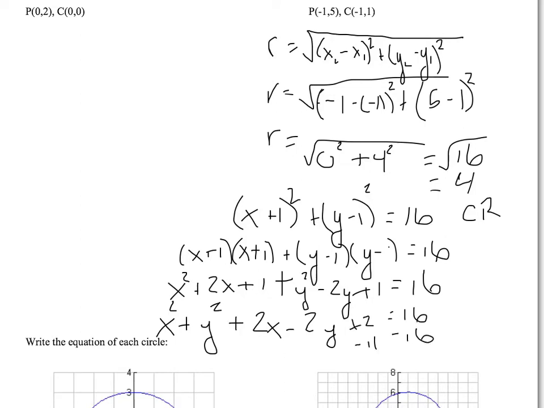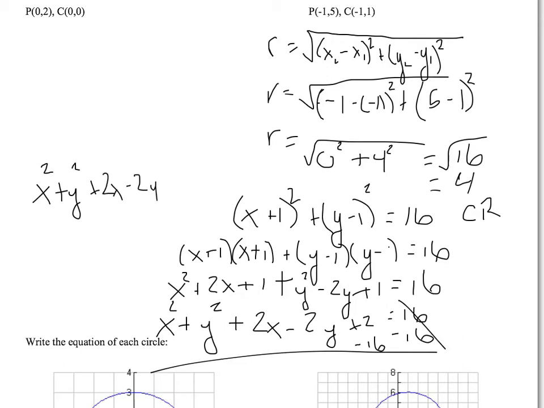Finally, you do have to set it equal to 0, so I'm going to subtract that 16. And we will get, I'm going to write it over here as a final answer, x squared plus y squared plus 2x minus 2y. And then 2 minus 16 is minus 14 equals 0. And that's our standard form.